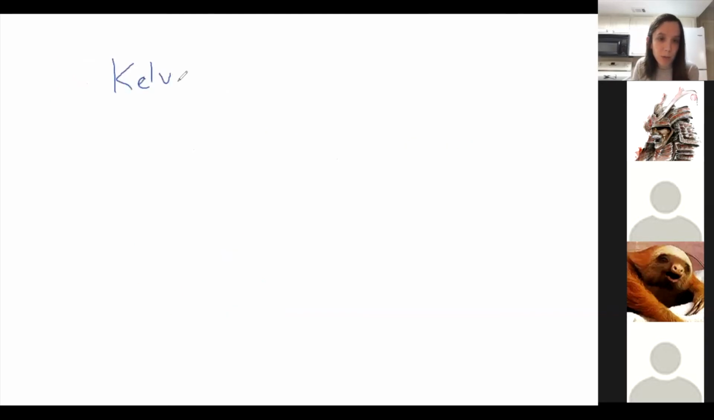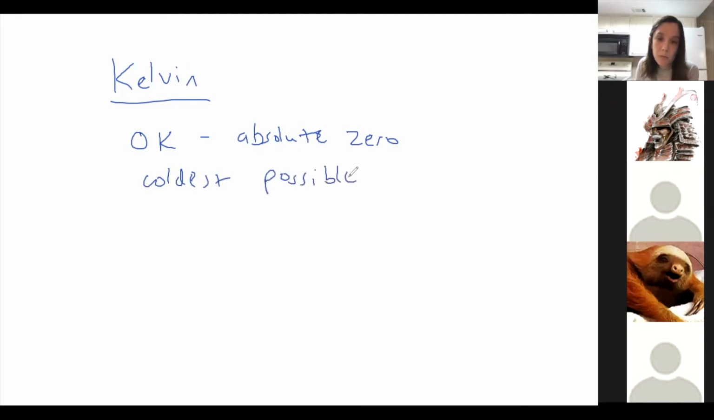Kelvin by far is the most useful temperature scale for physicists and chemists. It's based off absolute zero. So 0 Kelvin is absolute zero, and it's the coldest possible temperature in the universe. So it's not the coldest temperature on Earth, it's the coldest temperature in the universe that's possible. And so nothing can get below 0 Kelvin.